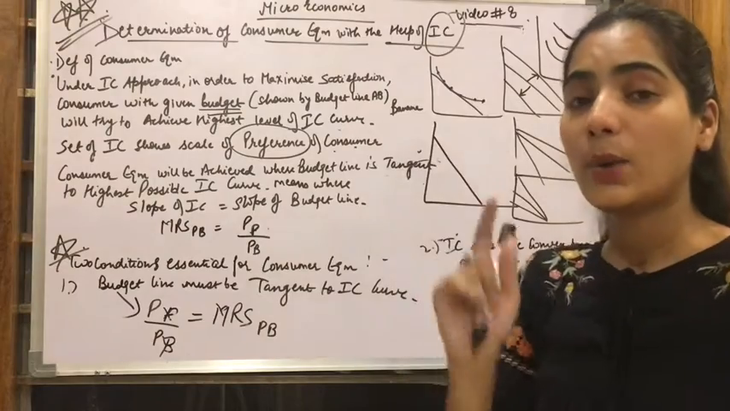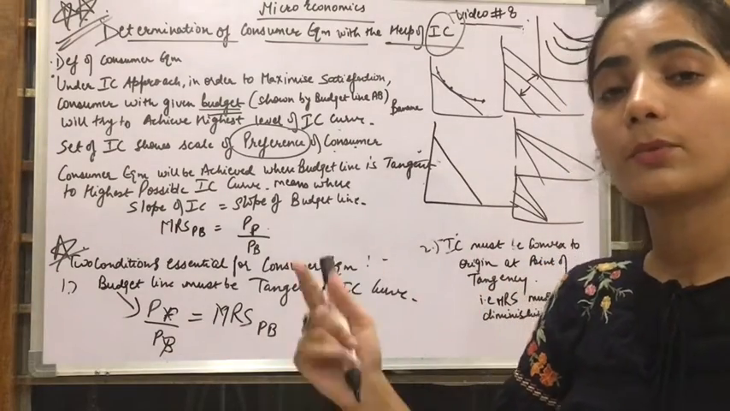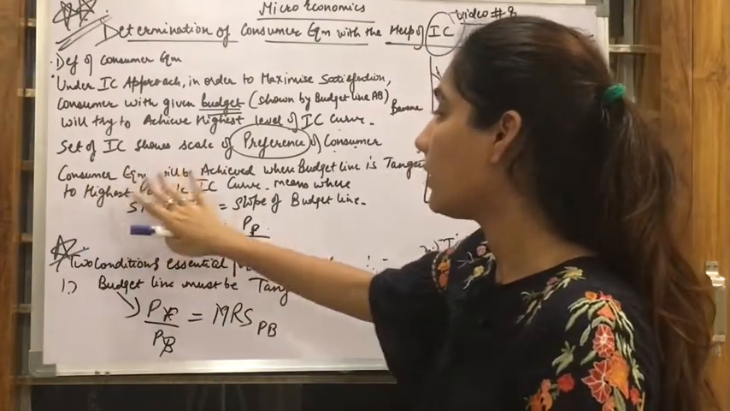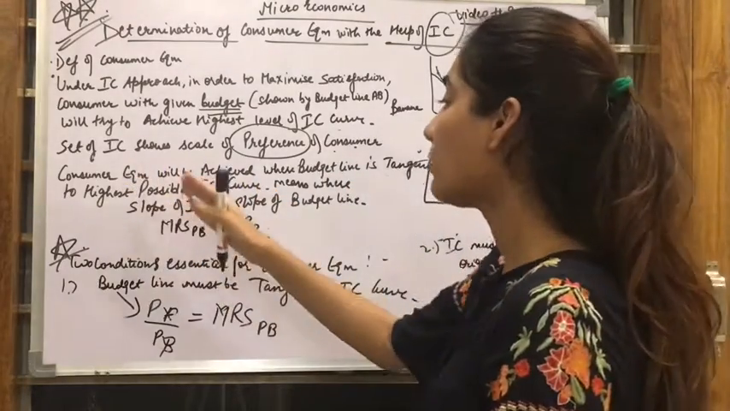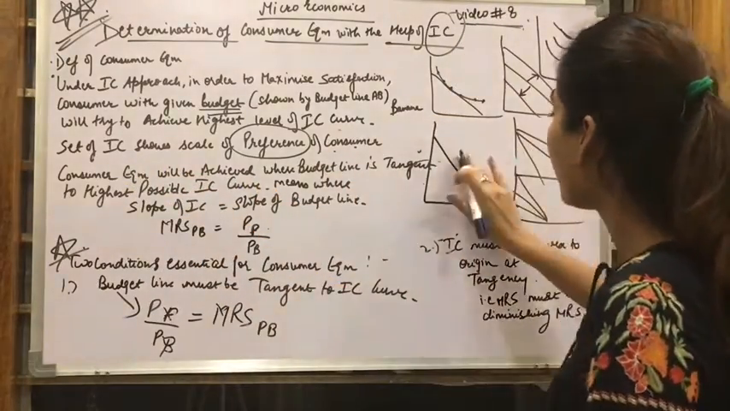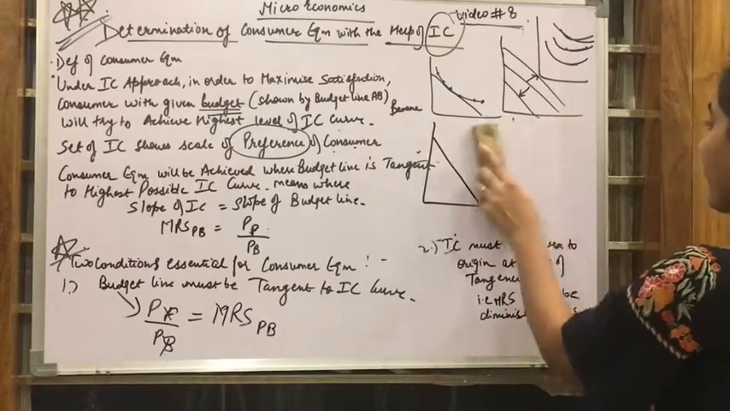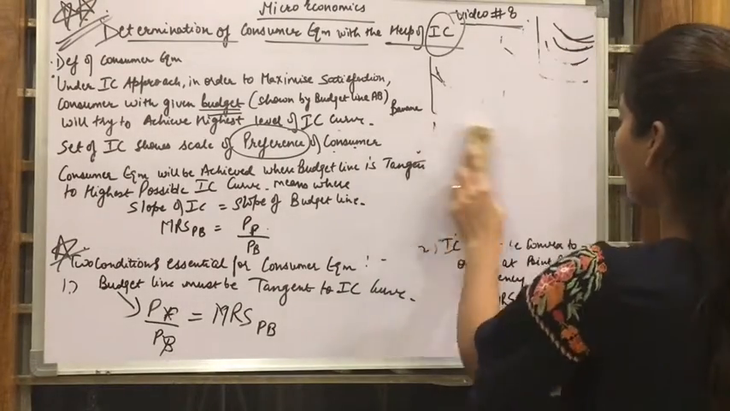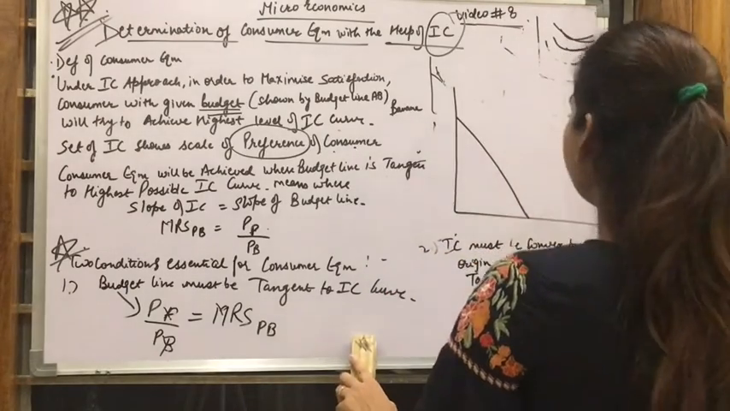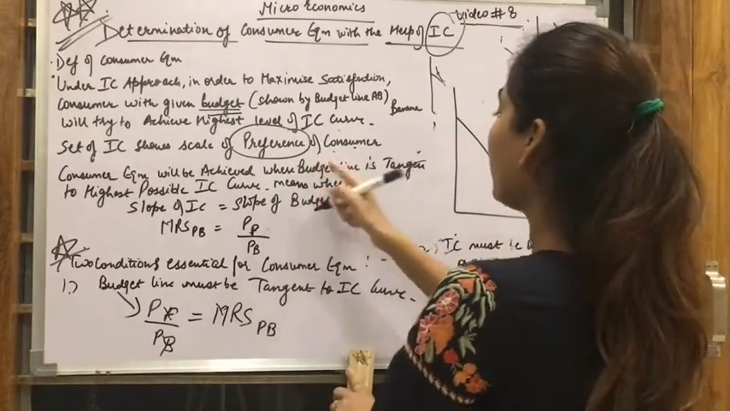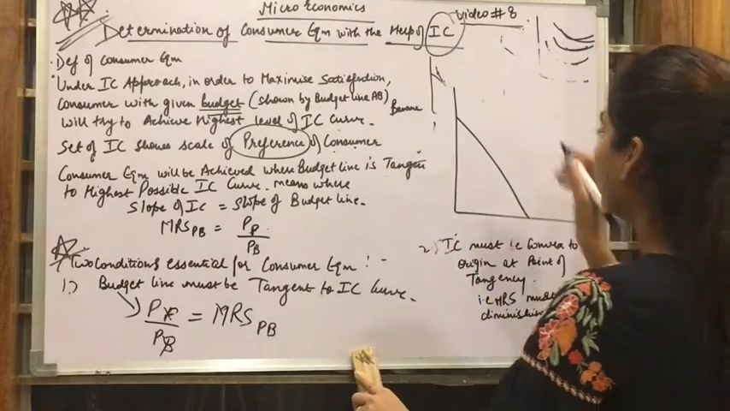Now they are telling when you can achieve the consumer equilibrium situation. Consumer equilibrium will be achieved when the budget line is tangent to the highest possible IC curve. Now, here is the budget line. Now we are saying the budget line should be tangent to the highest possible IC curve.